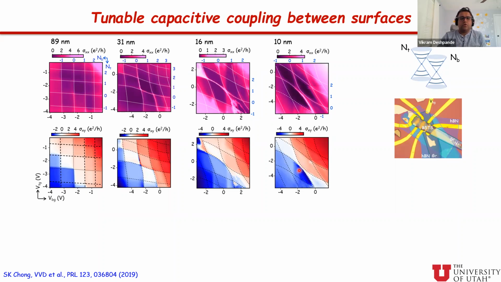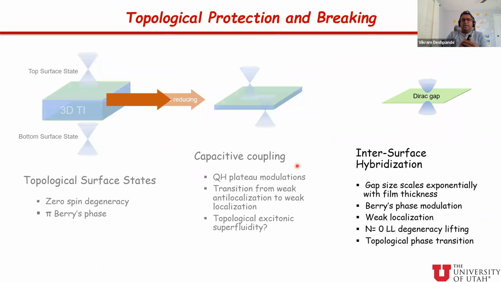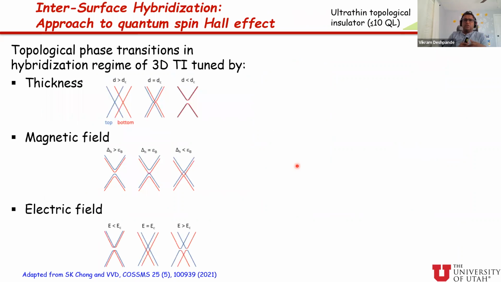Okay, so it's interesting to then figure out what is the nature of this gap. And although this is actually a gap at high magnetic fields, we can also start to make the samples further thinner and start to see these gaps appear also at zero magnetic field. All right, so there are, it turns out, some very interesting topological phase transitions that can happen essentially in this regime, the ultra thin limit of the topological insulator. And I have categorized these transitions as a function of thickness, magnetic field, and electric field.